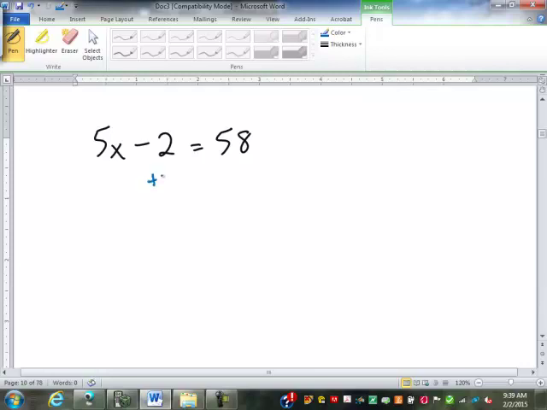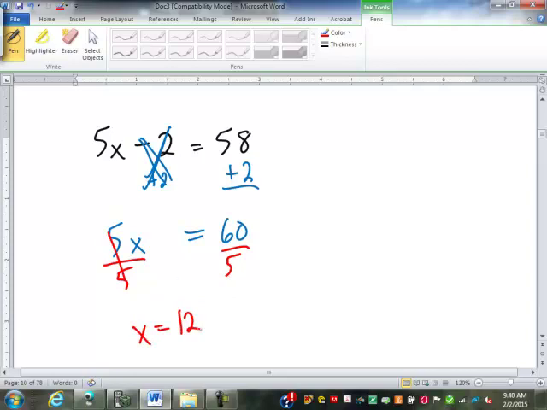We have to add 2. That would be the last piece put on, was subtracting 2. Now we have to add 2 to remove that piece. So 58 plus 2 is 60. Adding 2 here just removes the subtracting 2 to leave us with 5x. The next step would be dividing by 5. Good.